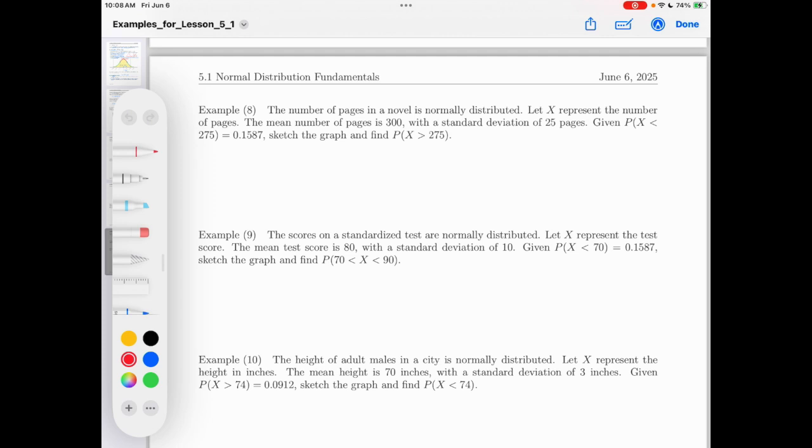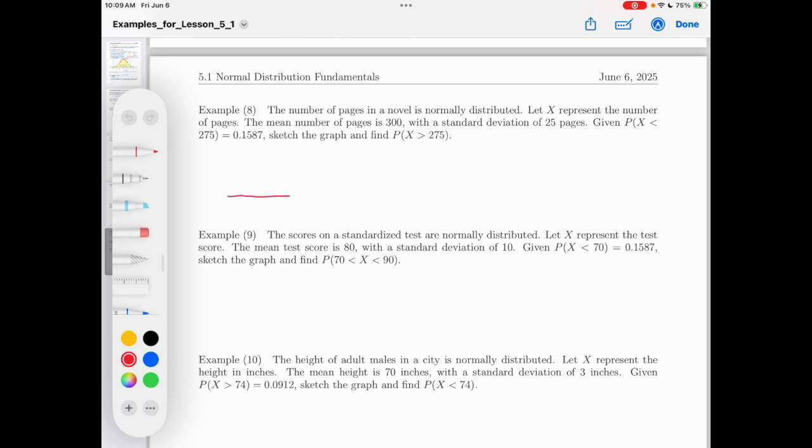For example 8, we have the number of pages in a novel is normally distributed. Let X represent the number of pages. The mean number of pages is 300 with a standard deviation of 25 pages. We're given that the probability that x is less than 275 is 0.1587. We're going to sketch the graph and find the probability that x is greater than 275. So this is very similar to what we just did. We're just using a different situation.